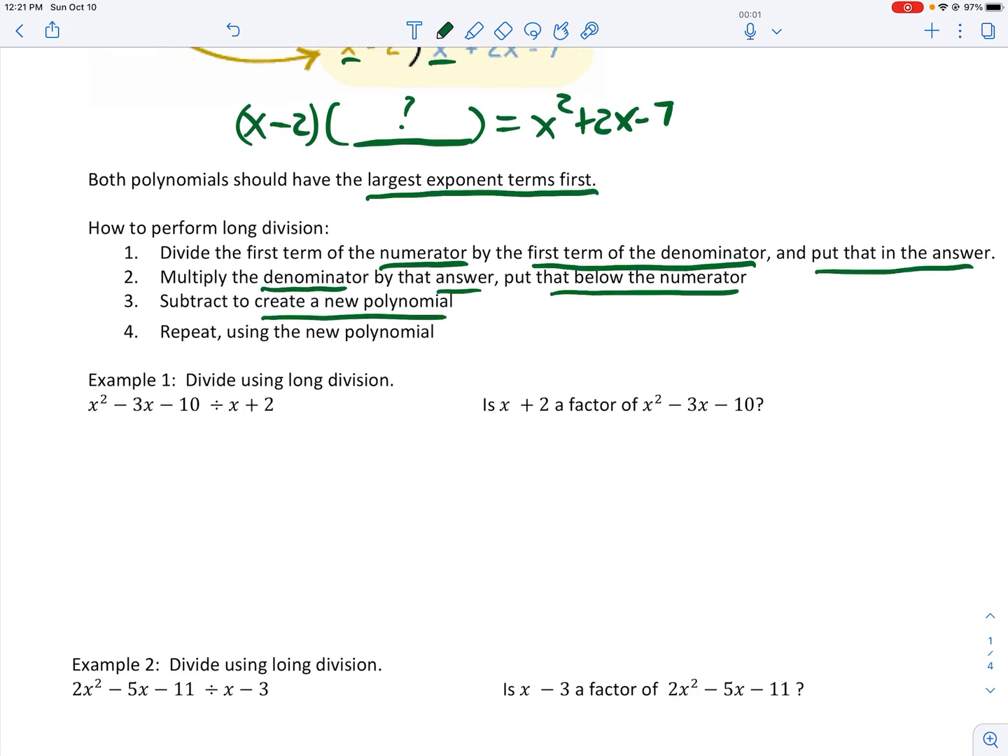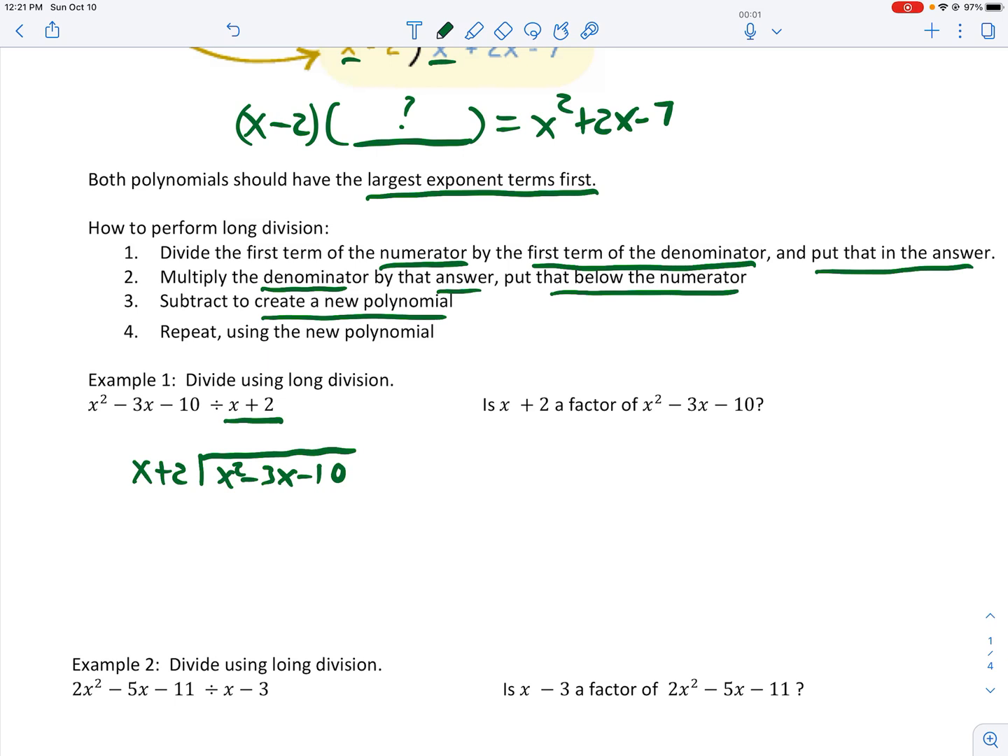So we have x plus 2. That's in descending order. And x squared minus 3x minus 10. That is in descending order. So what do I mean by descending order? You start with the largest exponent and then you move down from there. The constant should be at the end.